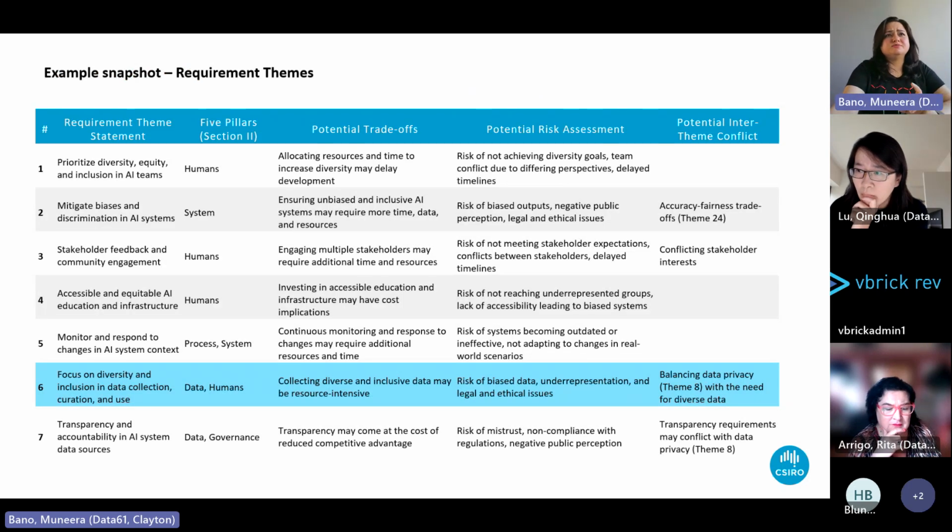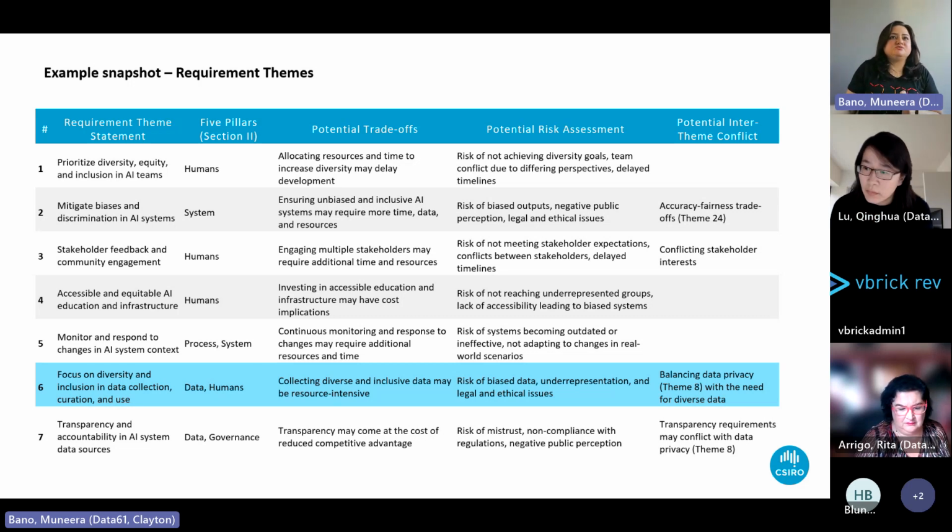Here is one snapshot example of the requirement themes that I have selected. You can see I have highlighted number 6 just to give an example: focusing on diversity and inclusion in data collection, curation, and use. We have mapped these to the 5 pillars of our definition, to see exactly where each falls. Data and humans is the pillar that this one corresponds to. And there are potential trade-offs. When it comes to diversity and inclusion, we have to see what trade-offs need to be made.